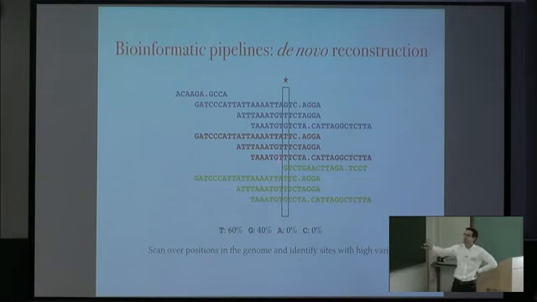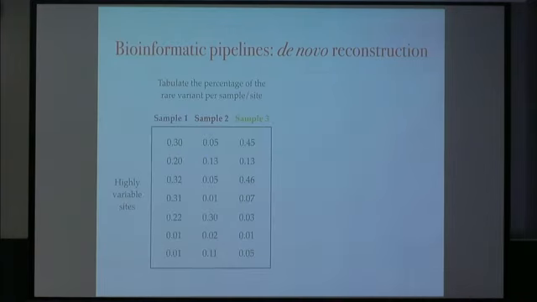And so we call this a highly variable site. If you scan through all the positions in the genome and identify variable sites, you can tabulate the percentage of the rare variant in each sample, for each variable site. Often there are patterns in this table that allow you to recover what the OTUs in the mixtures are, which species are present in these samples.